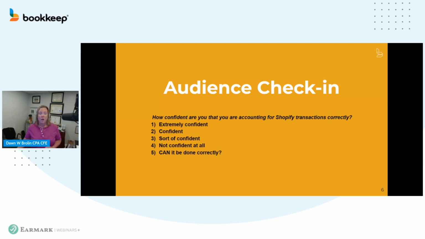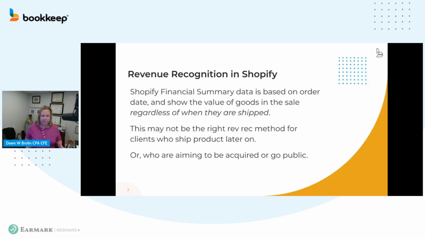So here we go. Let's talk about revenue recognition. Now, we talked about the reports. The Shopify financial summary data is based on order date. This is really important. It's based on the order date, and it shows the value of goods in the sale regardless of when they are shipped. So some of you may not have known that. When is revenue recognized? One of the first things to understand about that Shopify summary financial report is that it's based on when the order is placed. If you didn't know that before, you know it now.